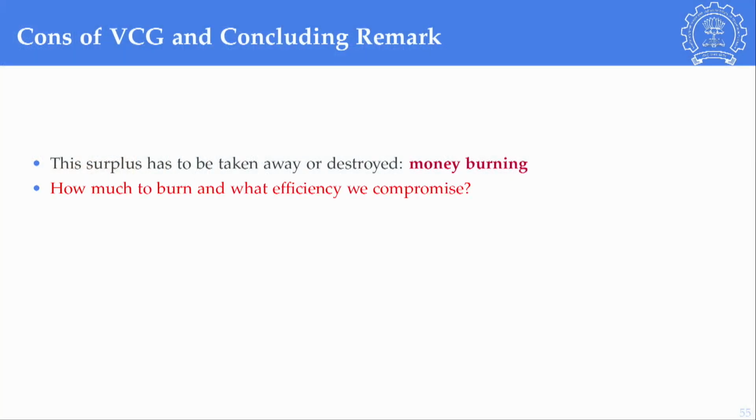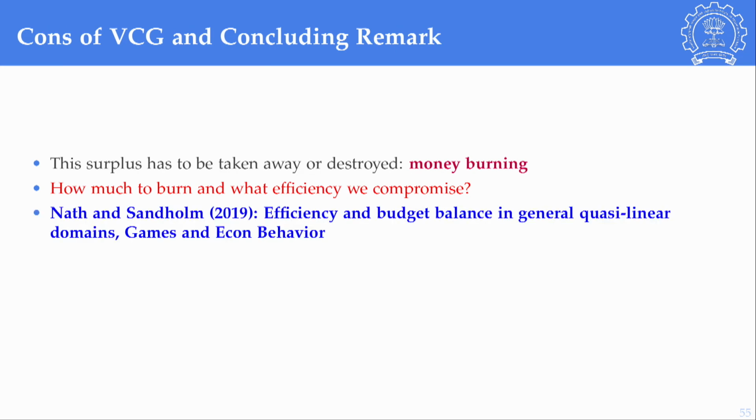We have actually done some work. If you are interested, you can take a look at this paper of ours. There is a famous result which says that efficiency and budget balance cannot be satisfied together. So, we give a result on how much we can burn and what efficiency we can compromise.